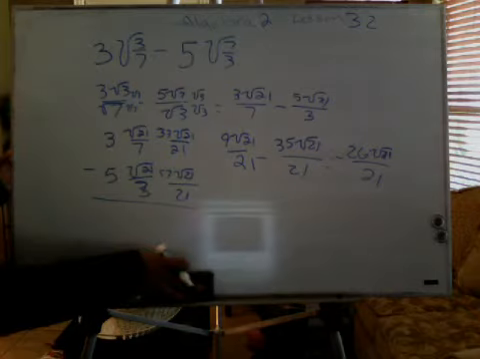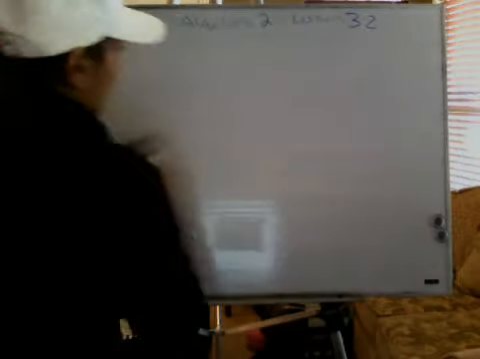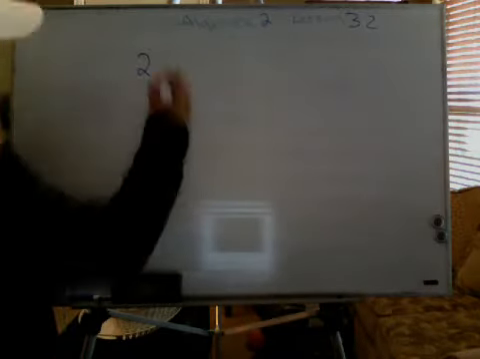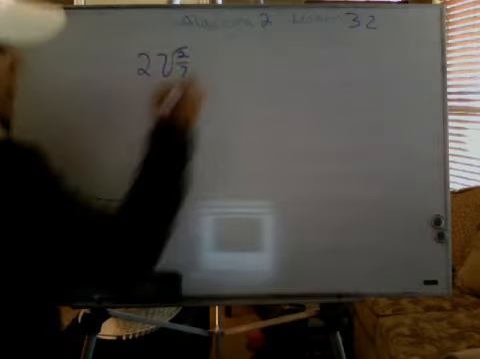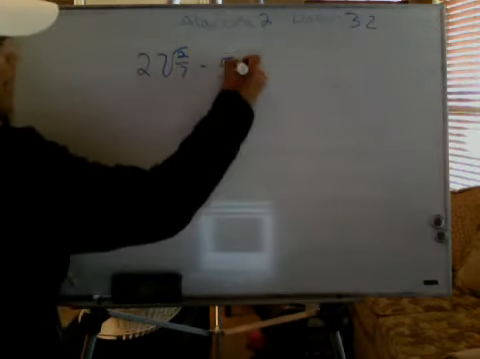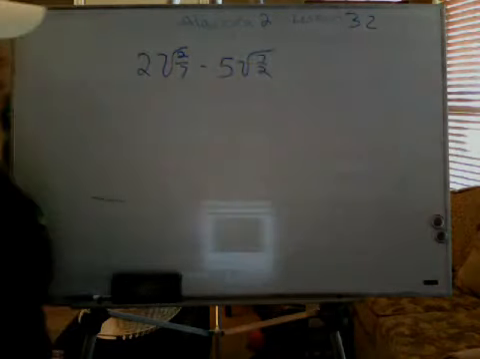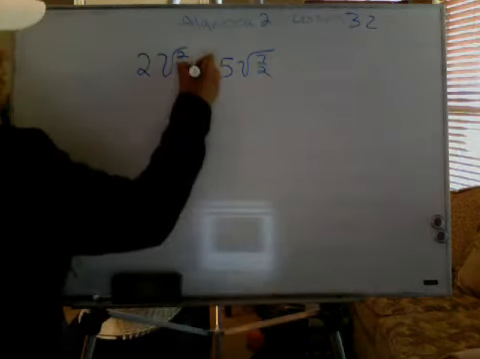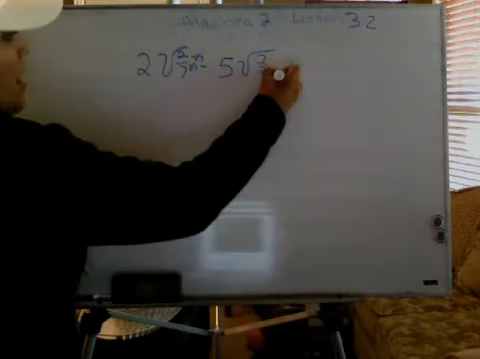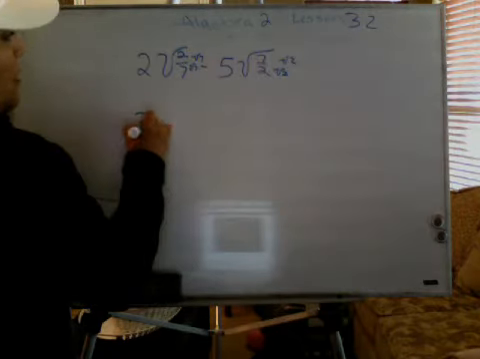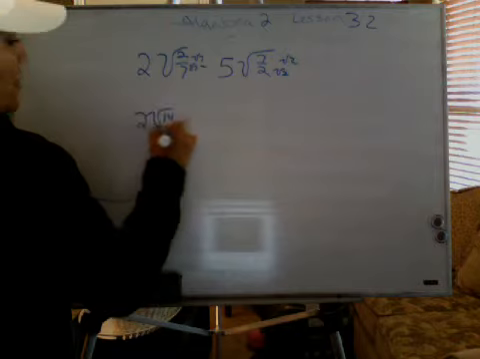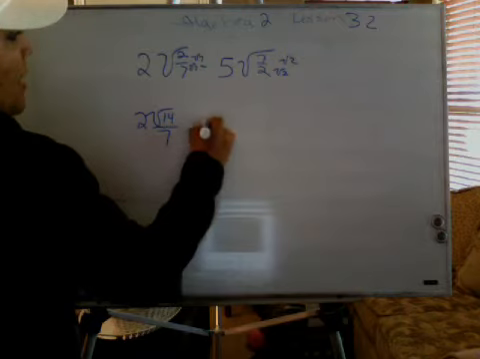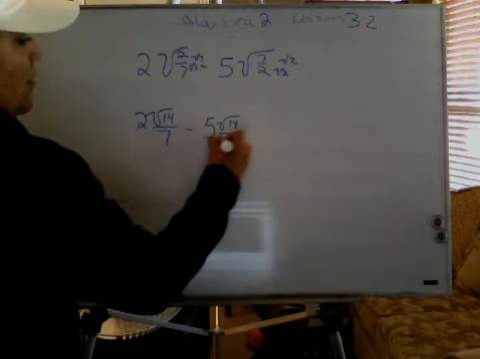So let's look at the next one. The next example is 32.4. So you have 2 and the square root of 2 over 7 minus 5 square root of 7 over 2. So simply, we've got to get rid of this radical sign from the denominator. Yeah, so you have 2 square root of 14 over 7 minus 5 square root of 14 over 2.